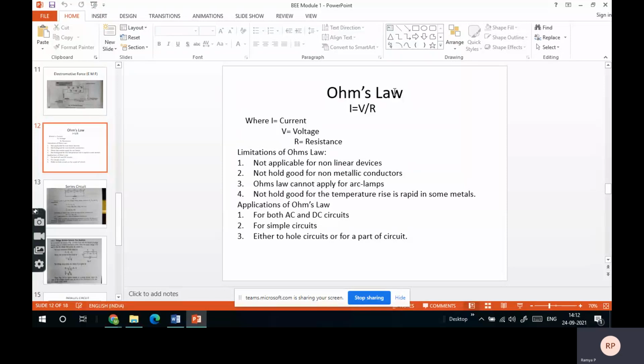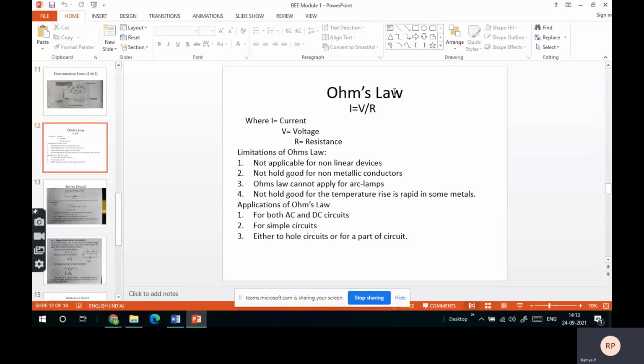Mathematically, if you want to give the relation, the current is directly proportional to voltage and inversely proportional to resistance. So if we want to measure 1 ohm of resistance or 1 volt of voltage, here we are going to have the direct relation. The same formula we can rewrite as V equals I into R.